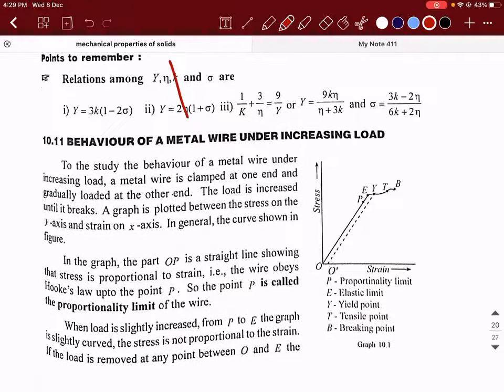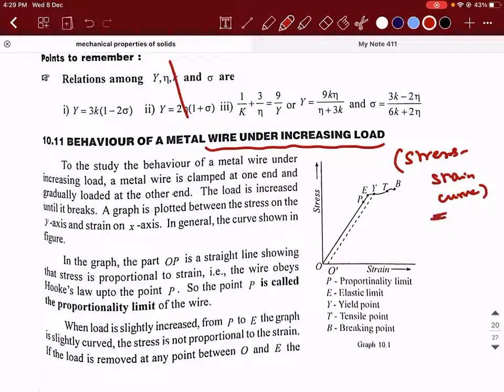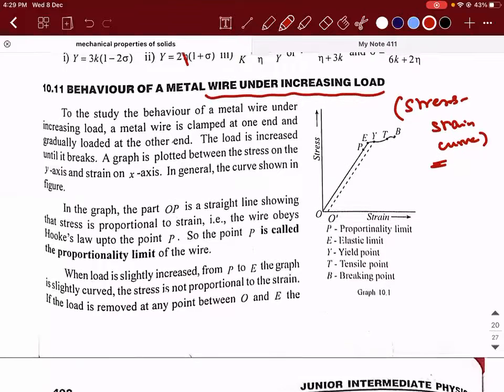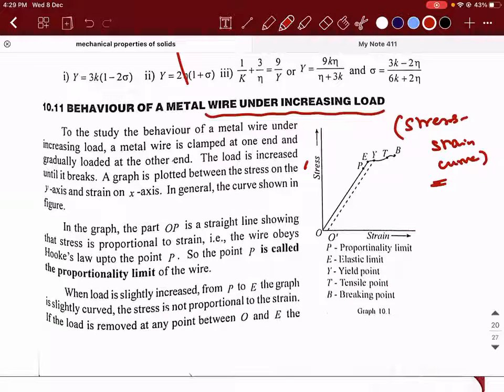So the last but one concept that we need to see is behavior of a metal wire under increasing load. This is what we call the stress-strain curve. So when you take the stress here and the strain here, we will be plotting a graph observing how an elastic material responds to the given stress.